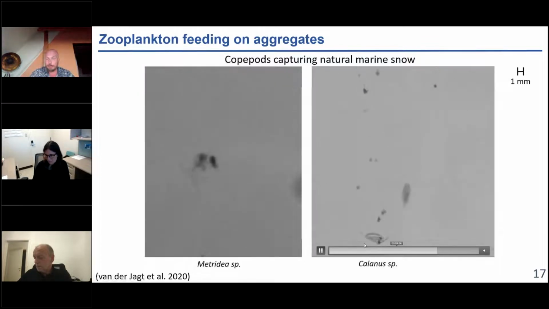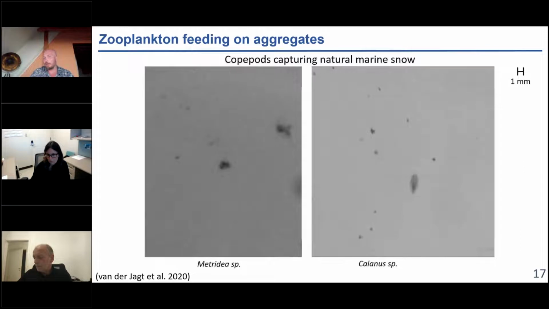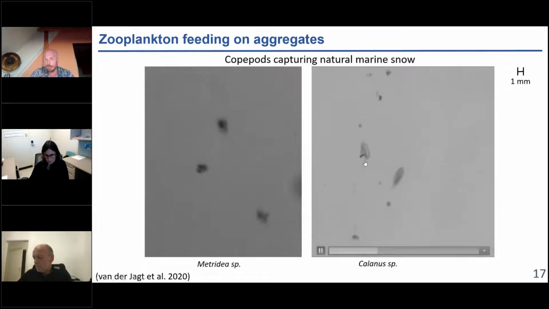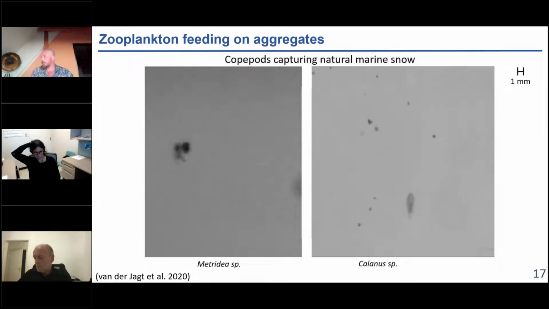And here we have from the Arctic a Calanus, which is catching an aggregate, possibly more by luck that it found the aggregate, but you can definitely see it doesn't pass up the aggregate. When it's swimming in, it's definitely catching it and feeding on it, and you can even see it's slowly filling as it's feeding. So it's definitely a thing that they're feeding on these marine snow aggregates.